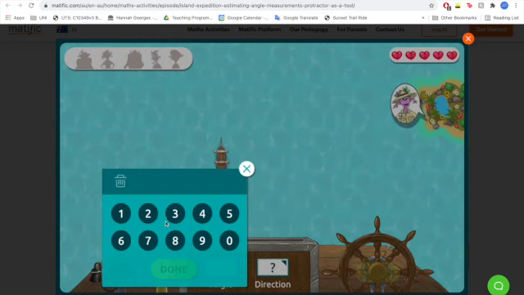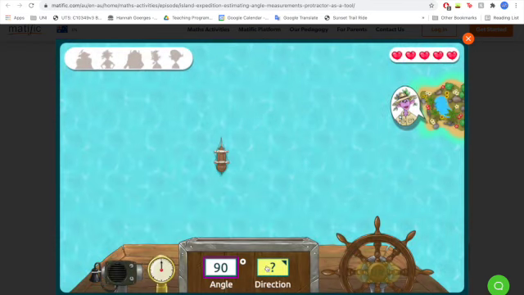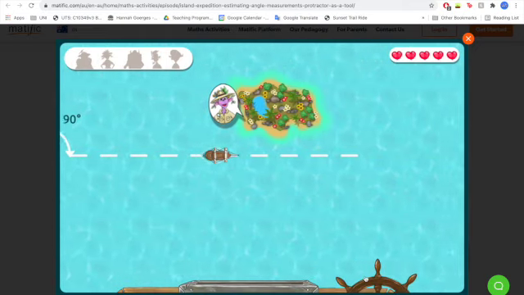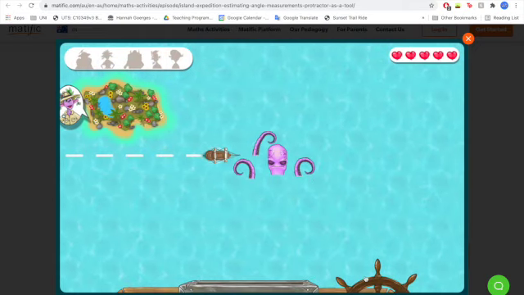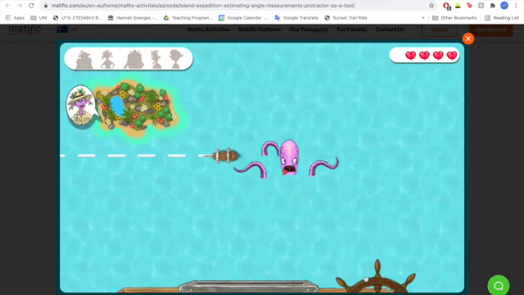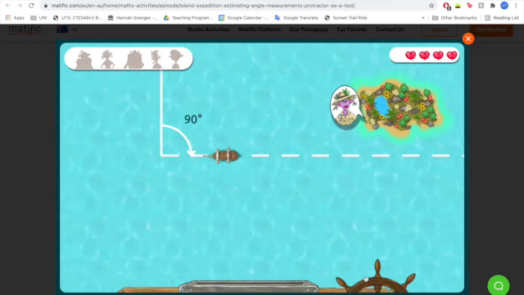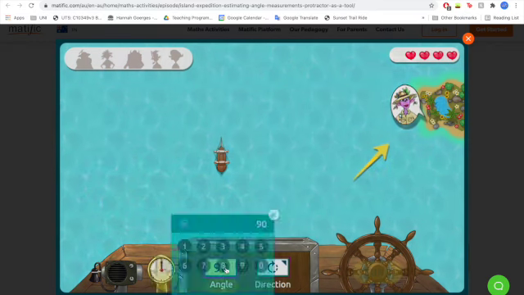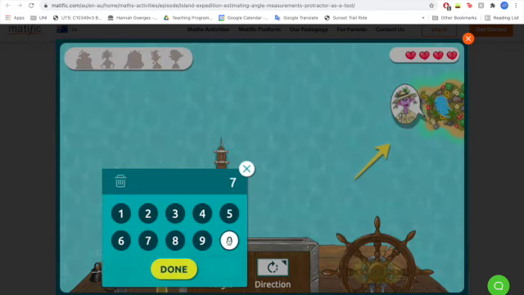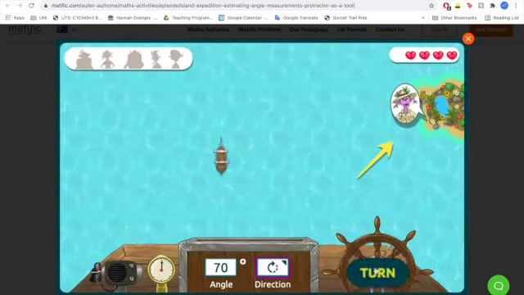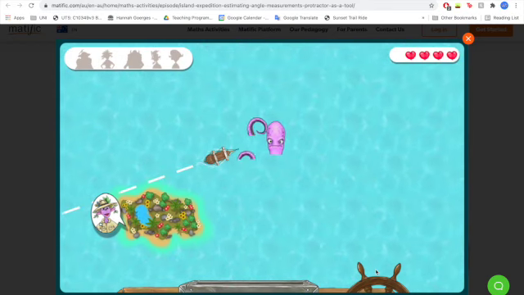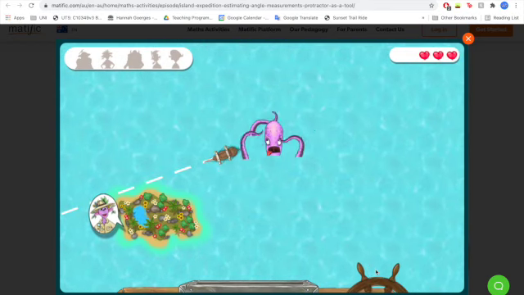My first guess was 90 degrees. As you saw, I selected the direction as well, and I went a little bit too far. I did not hit the island, and I hit a scary octopus instead. So now we're going to try it again. You'll be able to see that I'm clearing my answer and giving it another go, selecting the direction, and I picked 70 degrees this time, which unfortunately I ran into another scary octopus. So let's try again.